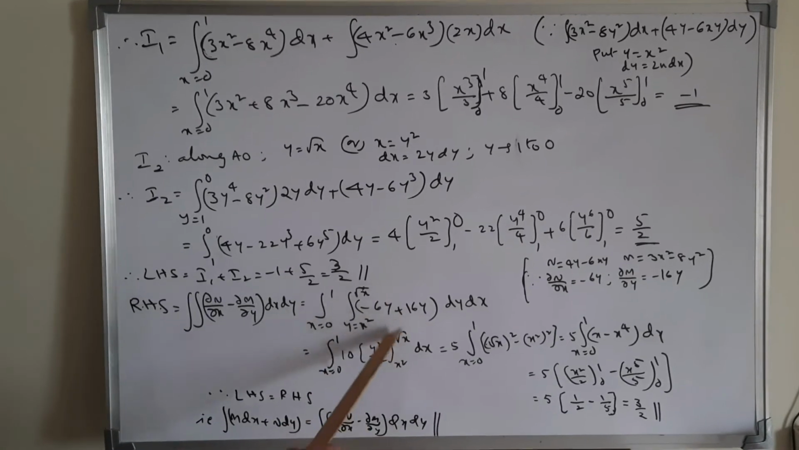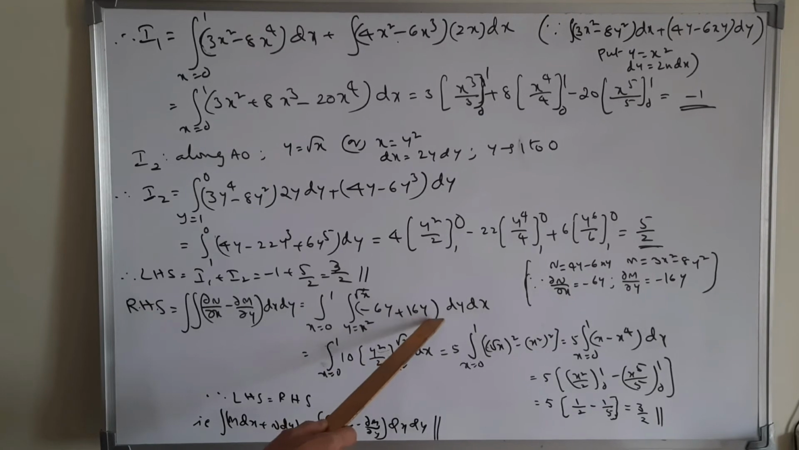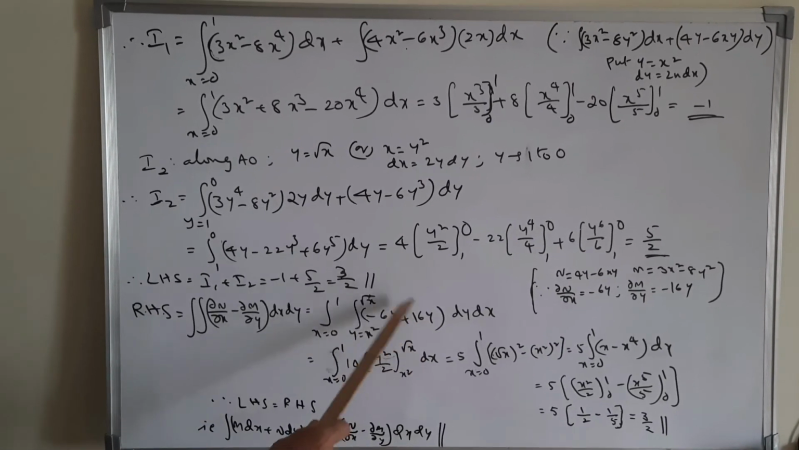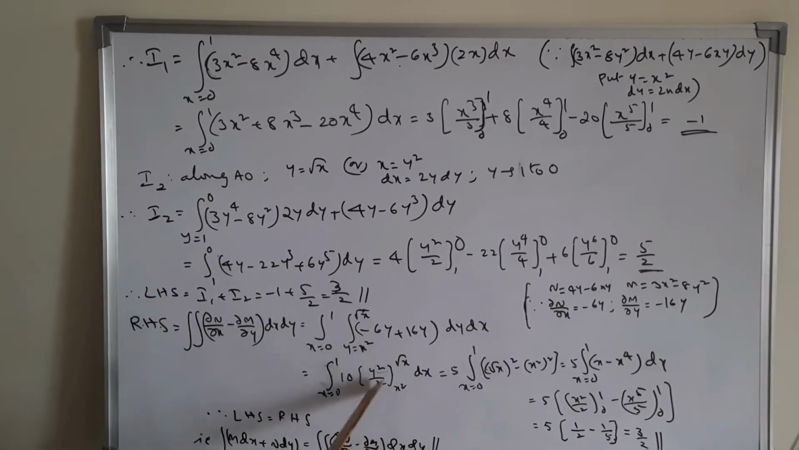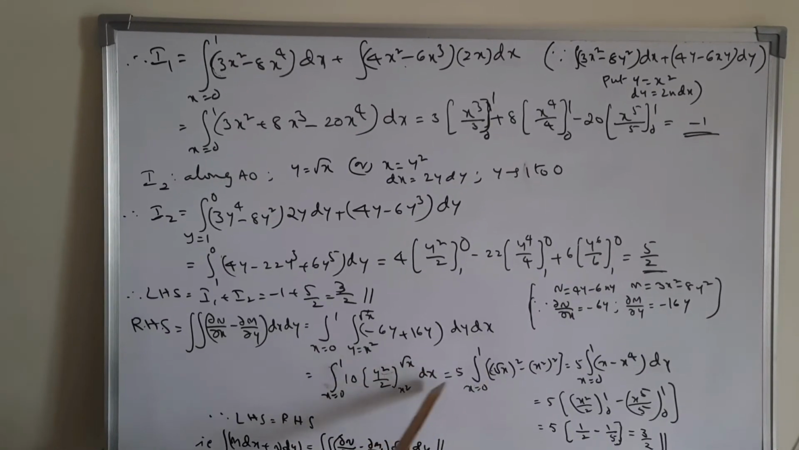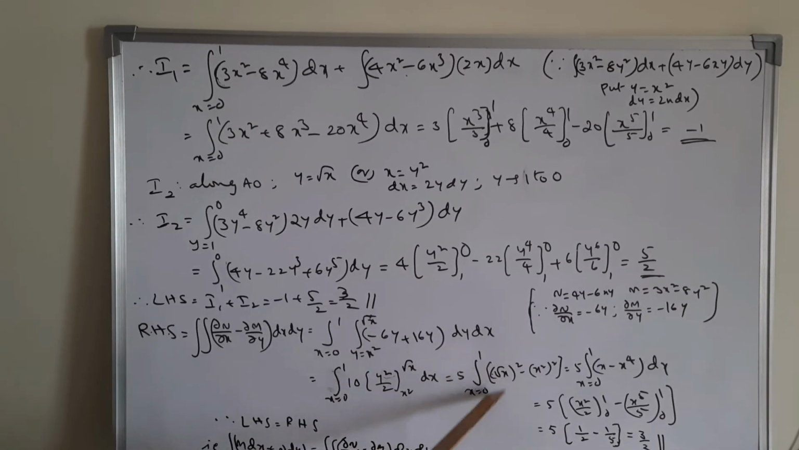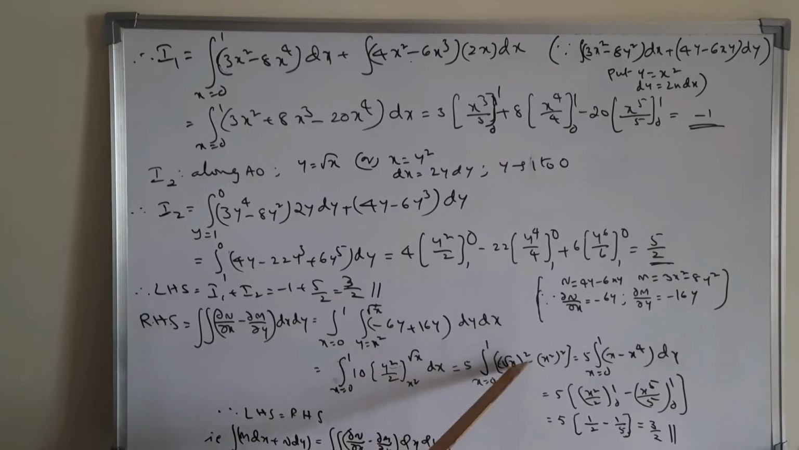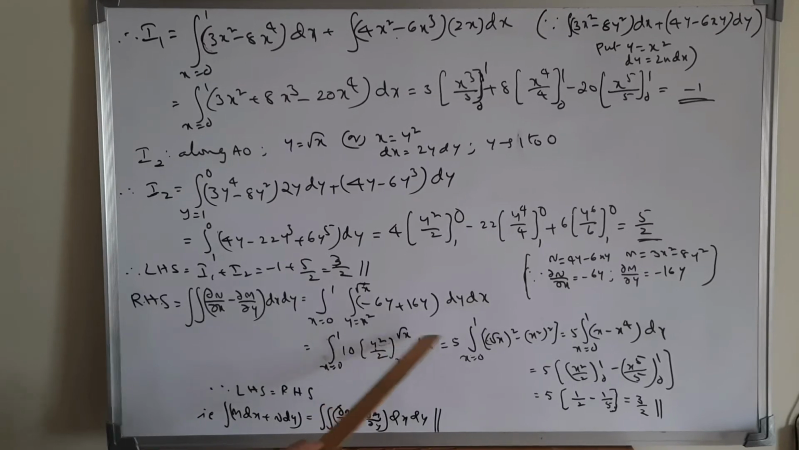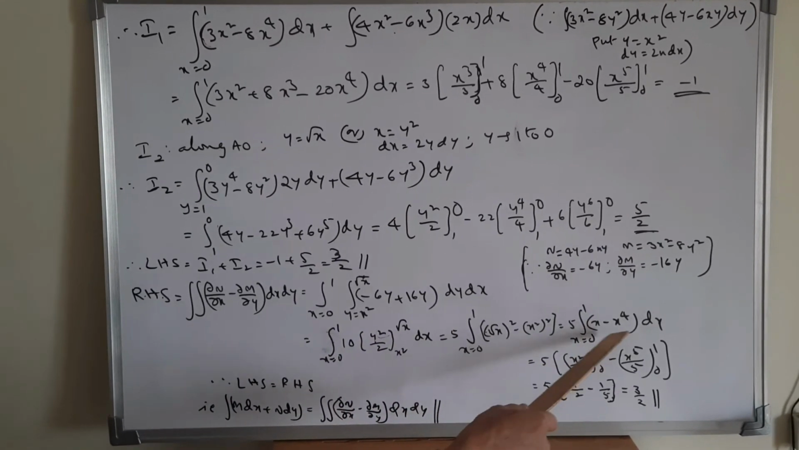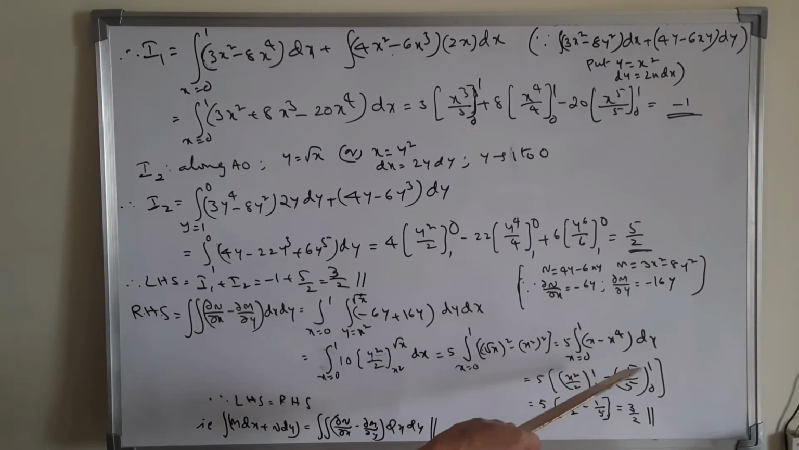Then the first integration is with respect to y. That value is minus 6y plus 16y, which means 10y. 10 into the integral of y, which is y square by 2, limits x square to root x. Substituting these limits, 5 is a constant outside: 5 into the integral from x is 0 to 1 of (root x whole square, the upper limit, minus x square whole square, the lower limit). Then simplifying this, we get 5 into the integral from x is 0 to 1 of (x minus x to the power of 4) dx.